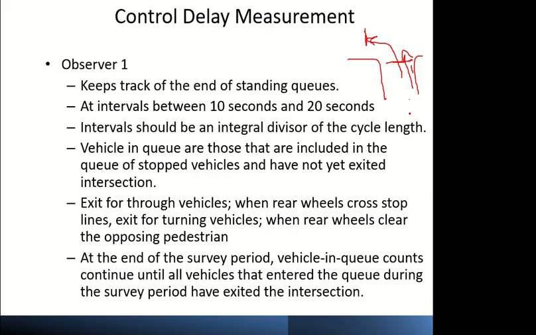He can finish at the end of your given time if the queue at that point of time is 0. So you gave him 10 minutes. Exactly after 10 minutes, he looked at the approach and there were no vehicles in the queue. This is done. He can leave. But let's say after 10 minutes, he looked at the road and there are 2 vehicles still in the queue. Now his time will extend until these 2 vehicles leave, because these 2 vehicles entered the queue during his time.